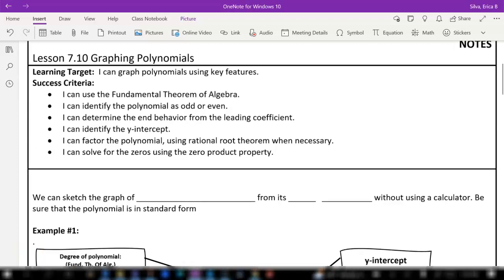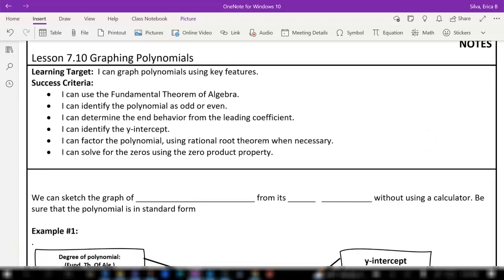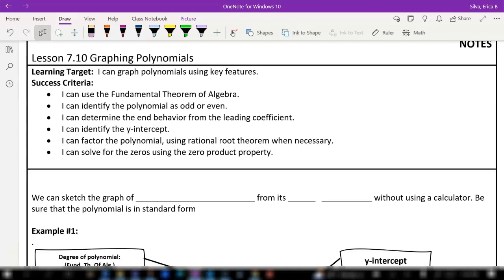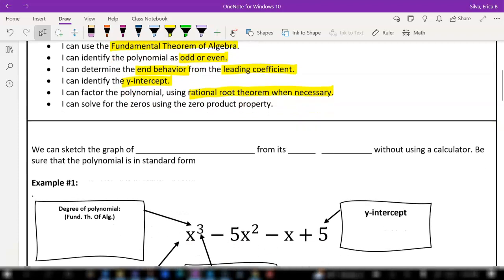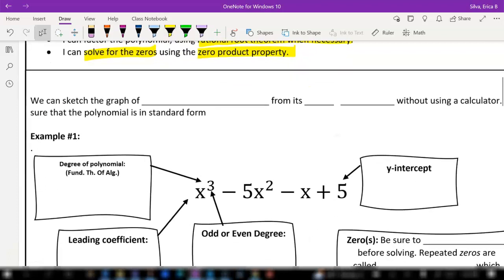Hi, this is Ms. Silva, and for today's lesson, we're going to be going over graphing polynomials. To be successful, we're going to be using the fundamental theorem of algebra, identifying if the polynomial is odd or even, determining the end behavior by using the leading coefficient, identifying the y-intercept, factoring using the rational root theorem if necessary, and then solving the zeros using the zero product property.